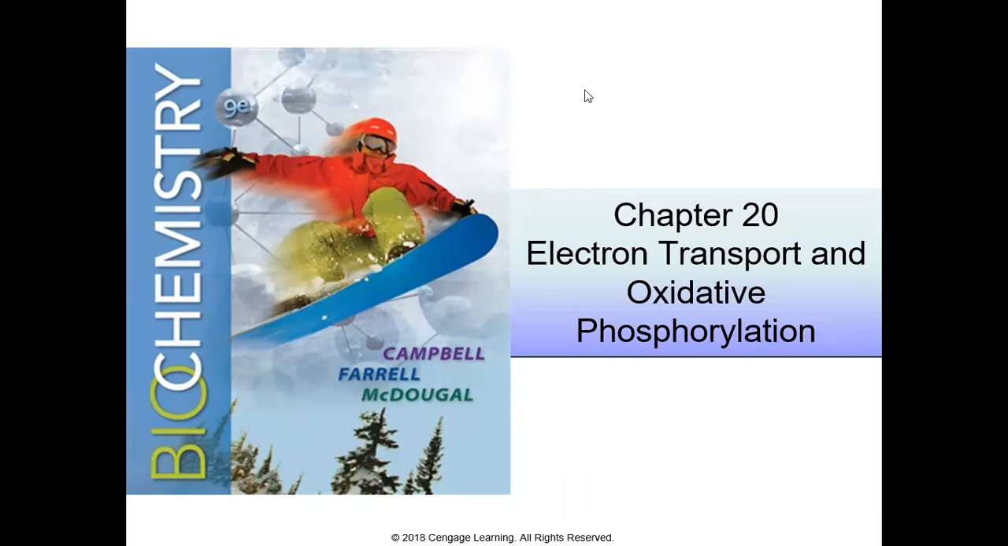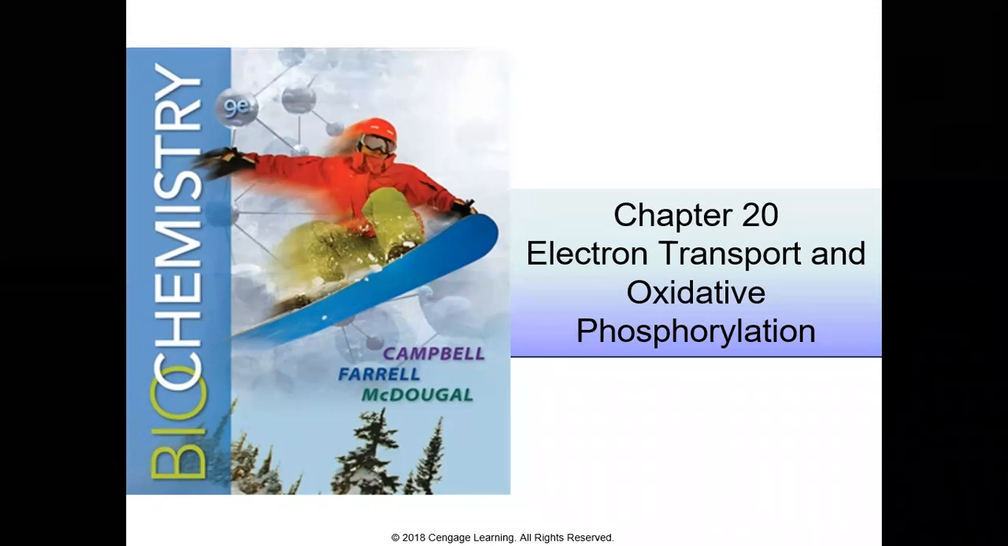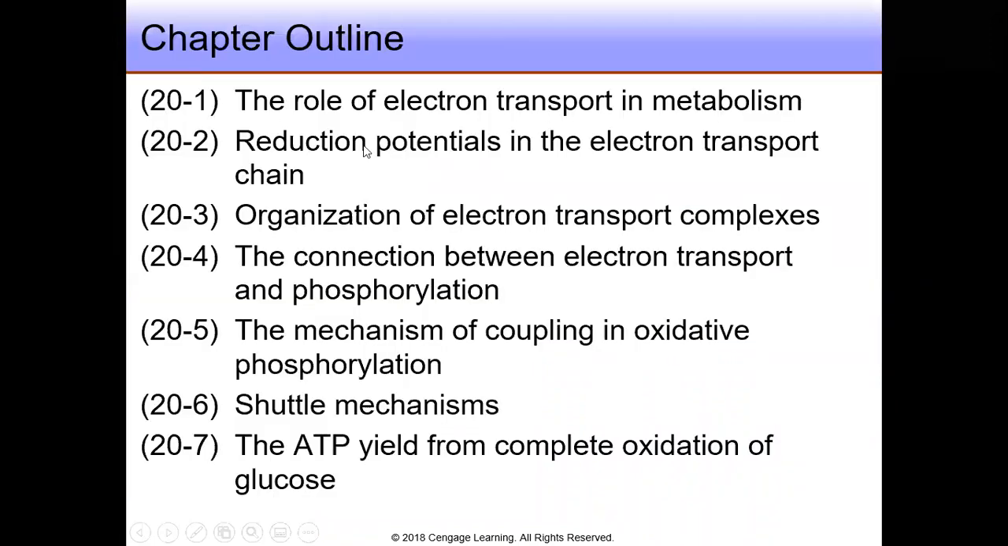Assalamu alaikum. Today I want to talk about chapter 20, electron transport and oxidative phosphorylation. We are going to cover two sections: the role of electron transport in metabolism and reduction potentials in the electron transport chain.